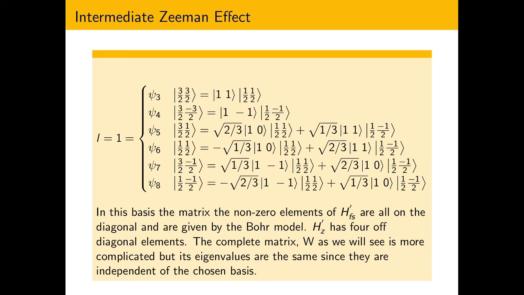Thus the matrix becomes mostly a diagonal one, as we'll see. However, all the non-zero elements of the fine structure go right into the diagonal, but the Zeeman corrections come in blocks. They are non-diagonal elements. So the complete matrix is a lot more complicated, just like this, as I'll show in the next slide. But the eigenvalues are the same, independent of the chosen basis.